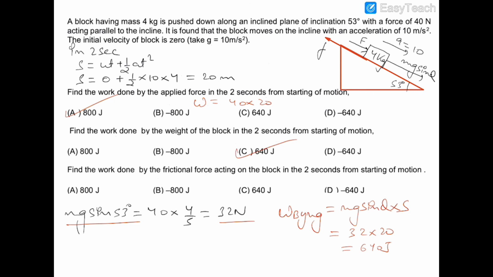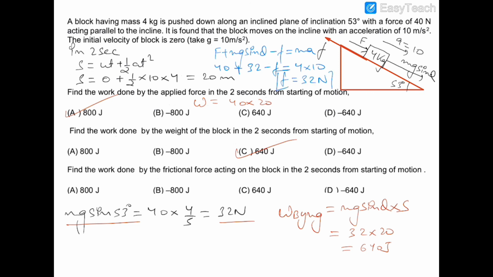Now for the third question, we can say that the force is applied in the downward direction, mg sine theta is acting in the downward direction, and friction is acting in the upward direction, and the block is accelerating in the downward direction. So to calculate the value of friction, I am writing the equation that F plus mg sine theta minus friction is equal to ma, and the value of F is 40, mg sine theta is 32, minus friction is equal to m is 4 and a is 10. So friction is also equal to 32 newtons.